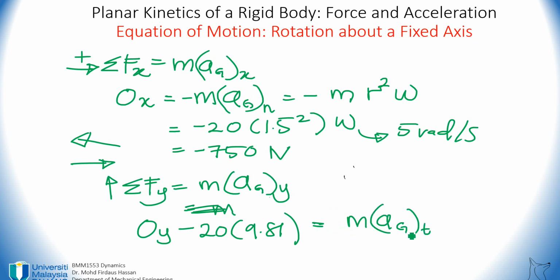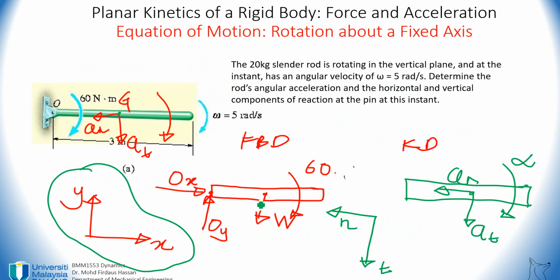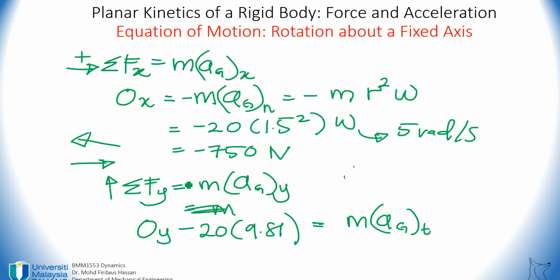Tangential component. And this one goes down. You see, it goes down. So it will give you negative, because upward is positive, downward is negative. So here you will have negative 20 R alpha.